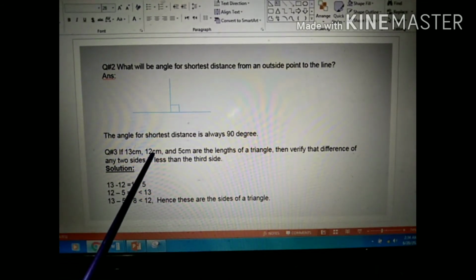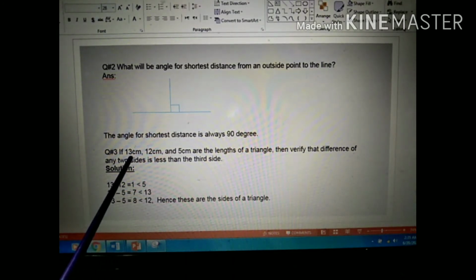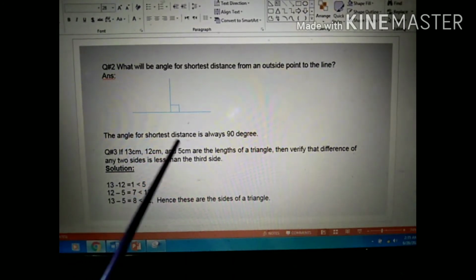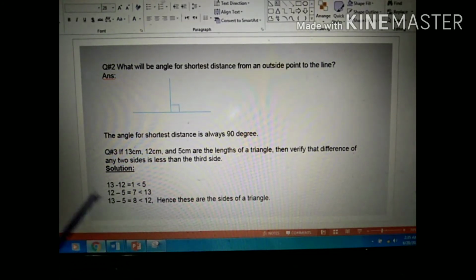13 minus 12 is 1, and 1 is less than the third side. Okay. 12 minus 5 is 7, and 7 is less than 13. Now 13 minus 5 is 8, and 8 is less than 12. Here is the solution. So these are the sides of a triangle.